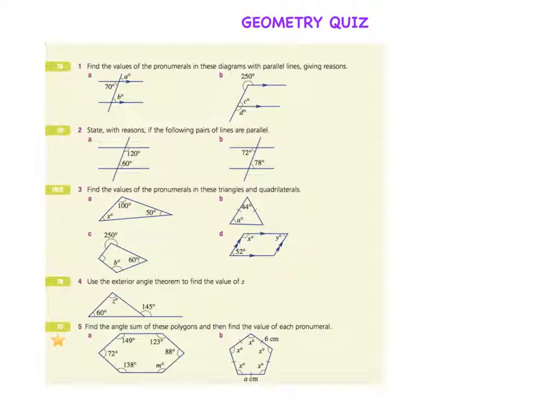Go through this quiz and let's go. So number 1, find the values of the pronumerals in these diagrams with parallel lines and give their reasons. So we're going to look at A here.